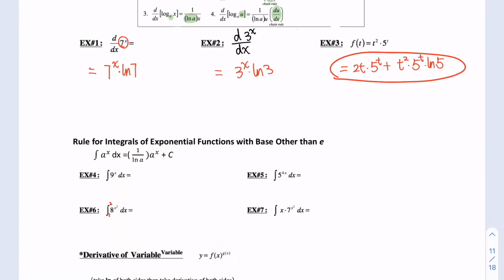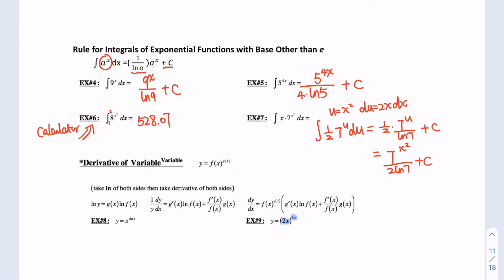Example 4 to example 7, the antiderivative. So for any other base, the antiderivative is 1 over ln a times a to the x plus a constant c. So let's have a look at example 4 to example 7. You can pause the video for 2 minutes and solve it. By example 6, you have to use the calculator. Example 7, you have to use u substitution.